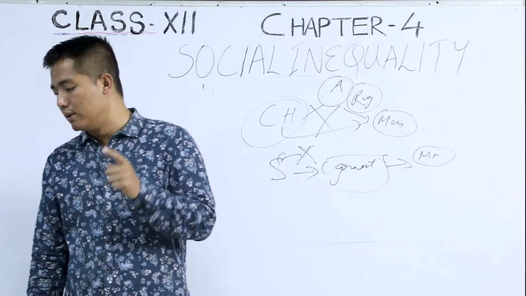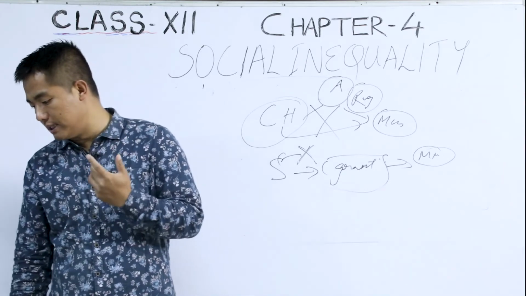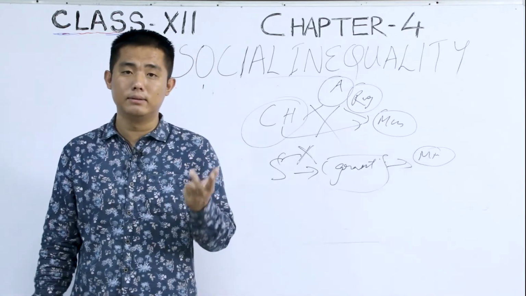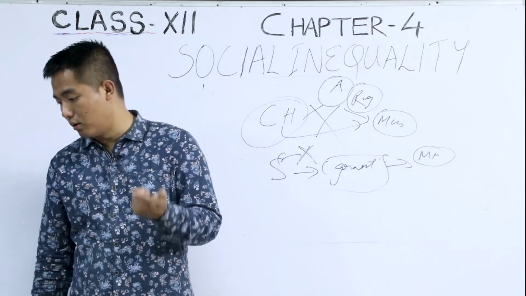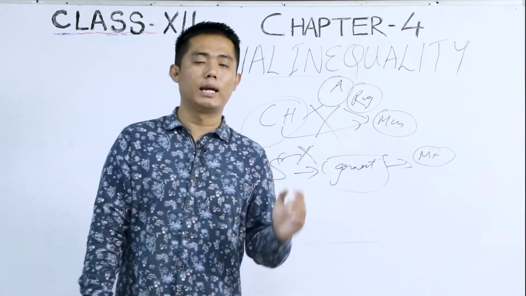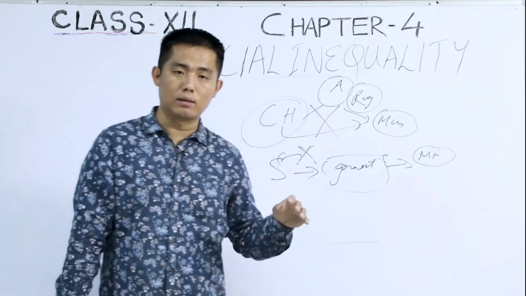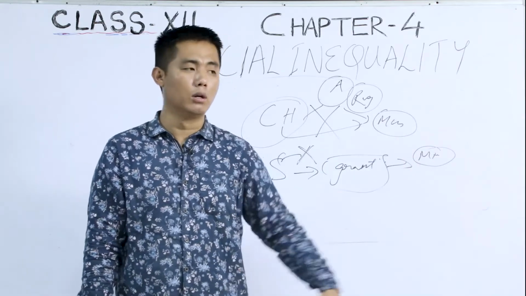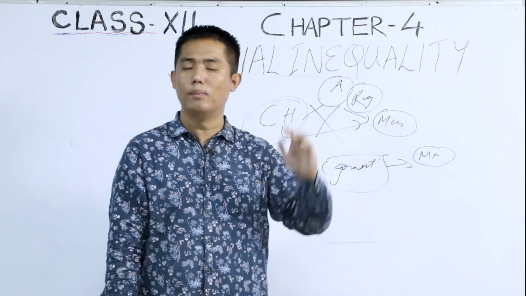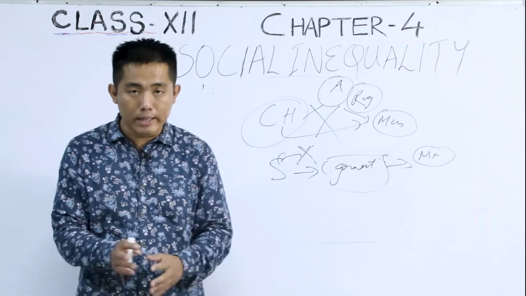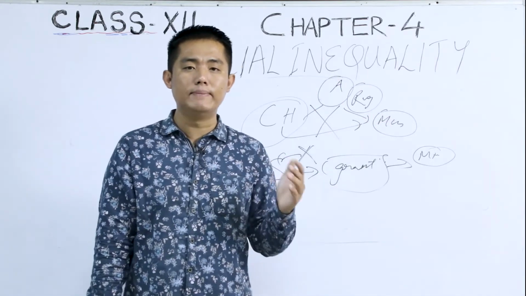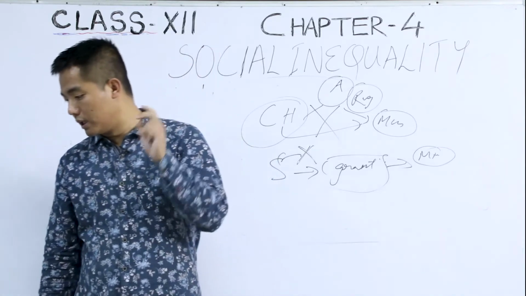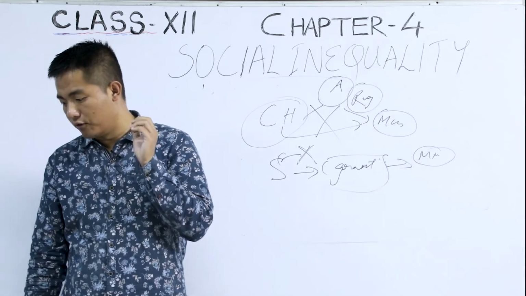The next is Article 15 clause 1. What does it say here? There should be no discrimination based on religion, race, caste, sex, or even place of birth. They cannot say, you should not come to this place because you are untouchable, you are a Harijan, or you belong to such a community, so you cannot mingle with me. Such discrimination is prohibited by the government. That is what it means here. That is the fifth provision.